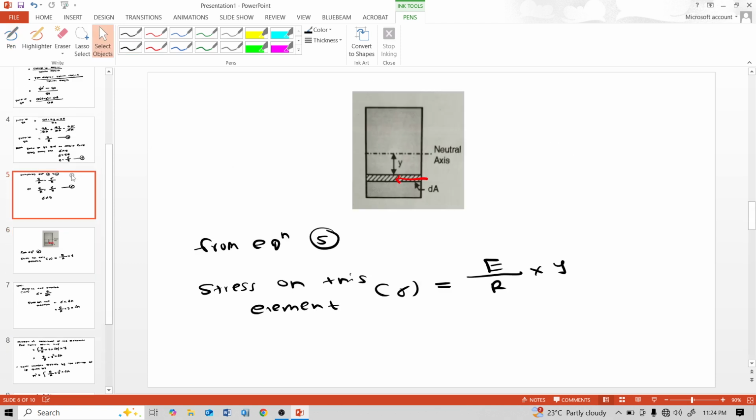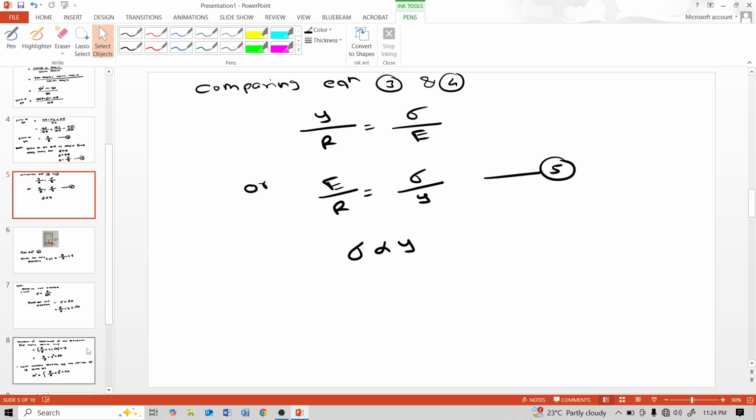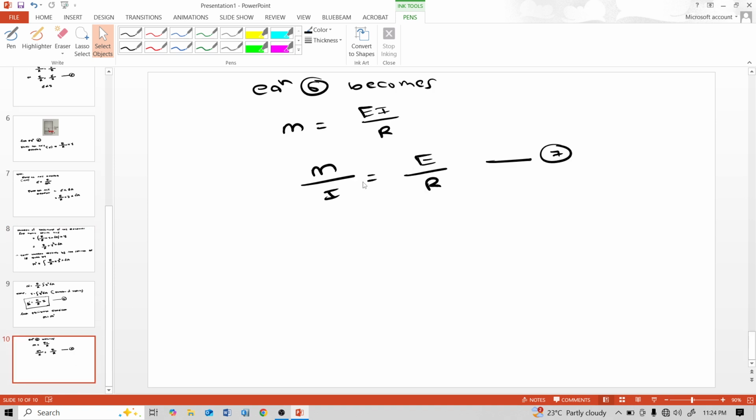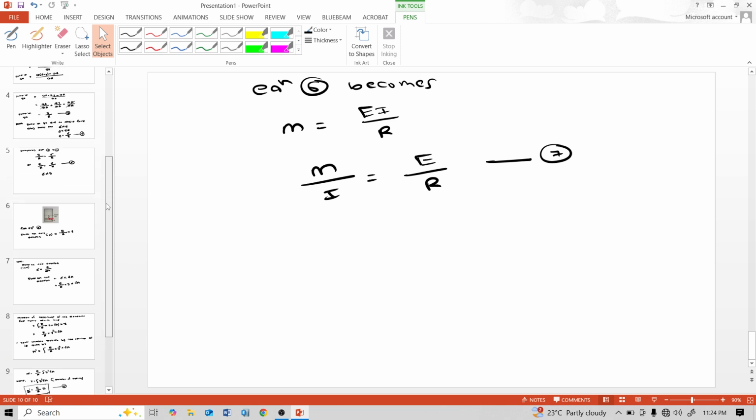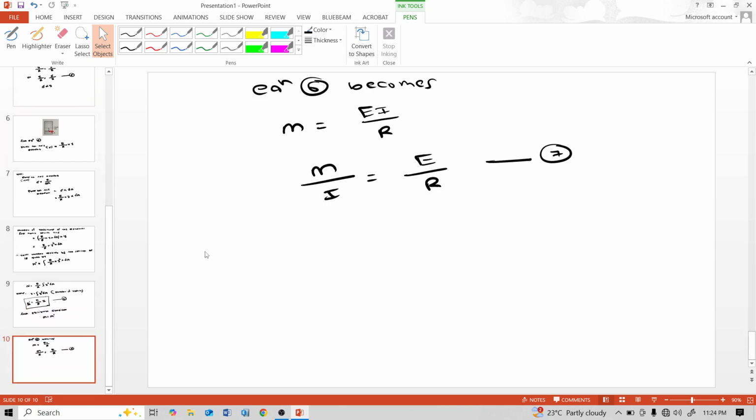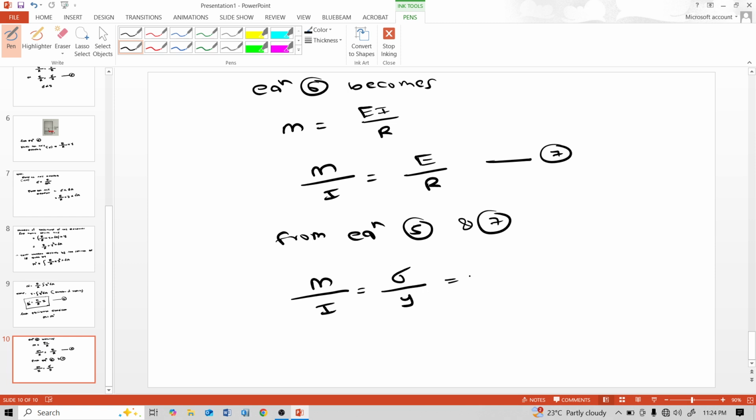And from equation 5, E upon R is constant and is equal to sigma upon Y. And M upon I is equal to E upon R, and here also E upon R. So from equations 5 and 7, we get the bending formula or flexure formula: M upon I is equal to sigma upon Y is equal to E upon R. Here I is the moment of inertia.